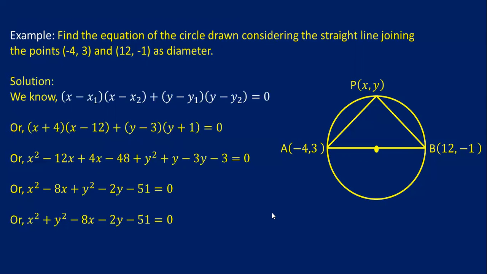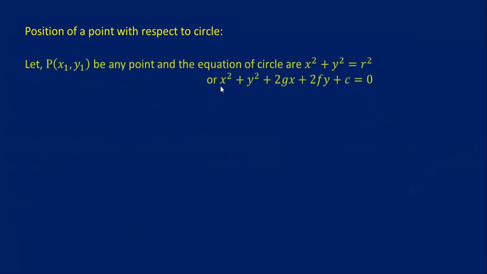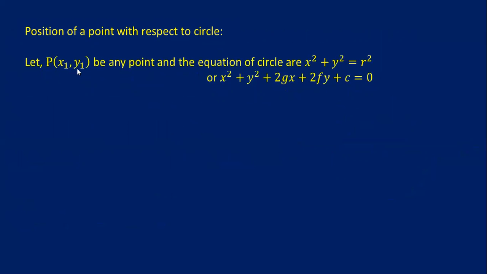Okay, we'll see another theorem: position of a point with respect to a circle. Let P(x1, y1) be any point and the circle x² + y² = r², or x² + y² + 2gx + 2fy + c = 0. These two are the equations of a circle, and there is any point P(x1, y1) with some conditions.